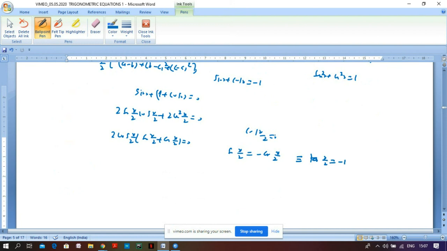And so this gives you x by 2 is (2n plus 1) pi over 2. So x you get as (2n plus 1) pi, so 2n pi plus pi. And in this case, you are getting x by 2 is n pi minus pi over 4, because negative 1 is tan of negative pi over 4. And so x you will get as 2n pi minus pi over 2. So these are your two families of solutions. And this is what you will get if you are to solve this.